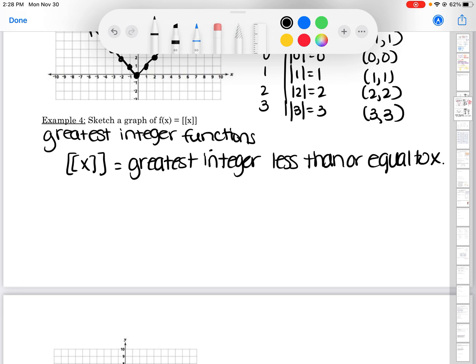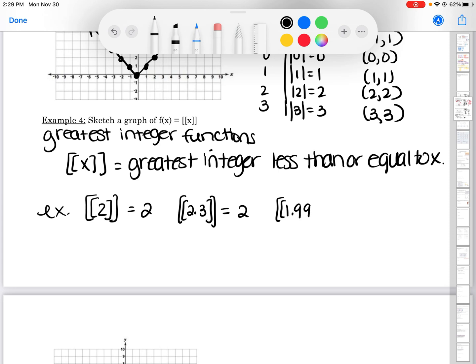Okay. So for example, if we wanted the greatest integer function of 2, that would give us 2. If we use 2.3 as our input, that would give us still 2, because that is the greatest integer that is less than or equal to x. If I wanted to choose 1.999, that would be 1, the greatest integer less than or equal to x. We could even do a negative here, -3.5. The greatest integer less than or equal to it, now remember where we are on the number line, would be -4. So really the greatest integer to the left of it.